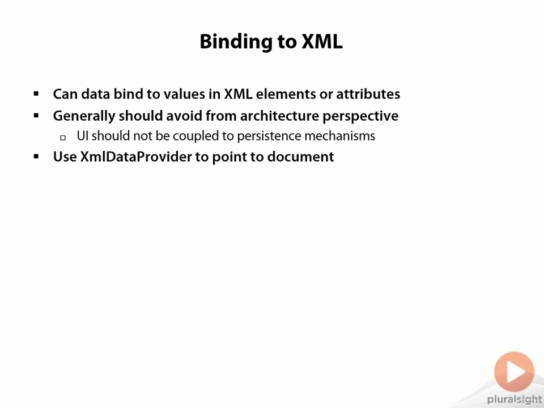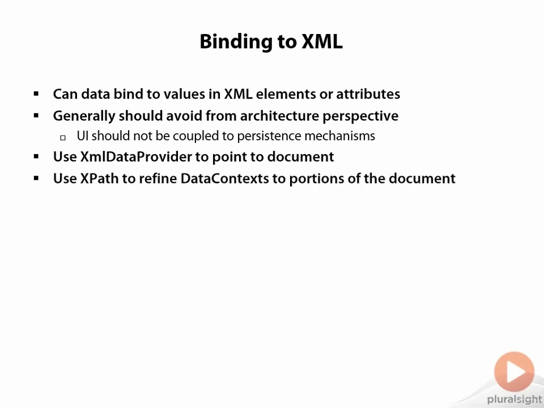What you do is there's an object called an XML data provider, and you can put that in your XAML, point it to a document as a source, and then you use XPath on your data bindings to refine what part of the data context that you set up as the XML data provider you want to use for display purposes. So you're basically using XPath to reach down into that document and pull out portions of it. You can set those as child data context. For example, you could reach down in and find a collection of elements within the document and set that as the data context for something like a data grid. So let's look at a demo that shows us how to do this.